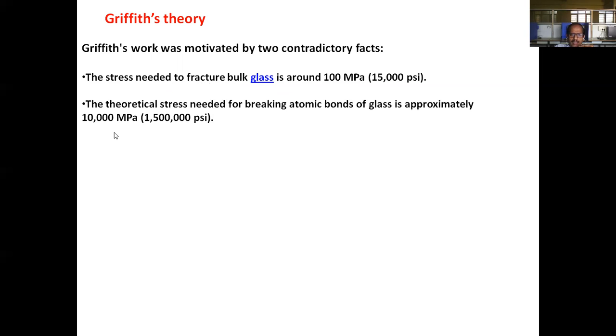But theoretically, in the case of the same bulk glass, the stress needed for breaking of atomic bonds of glass is approximately 10,000 MPa. So there is a huge difference between the practical stress required for failure of bulk glass and the theoretical stress. He was surprised why it is so. Theoretically bond strength is this, so why is the glass practically undergoing failure earlier? He started chasing the problem and came to the derivation of critical stress.